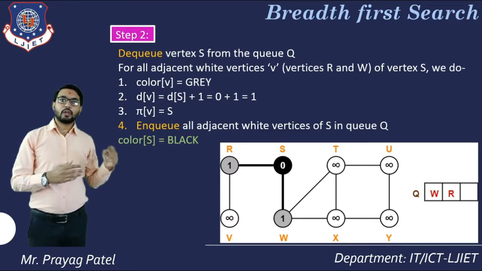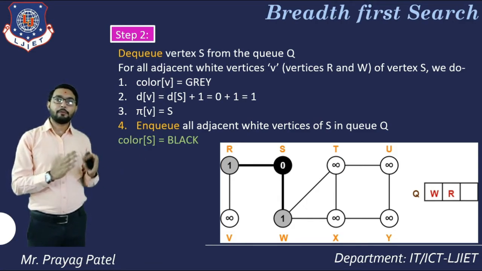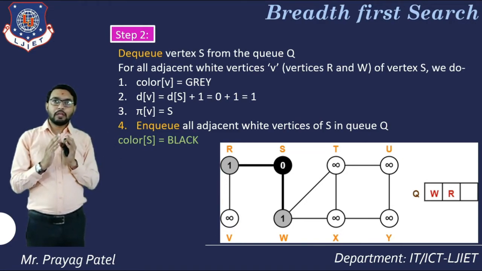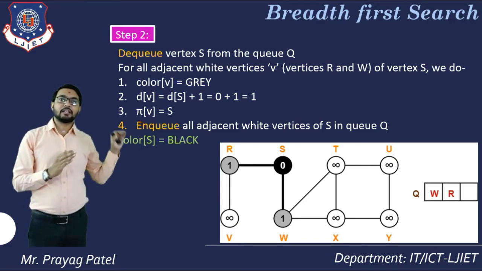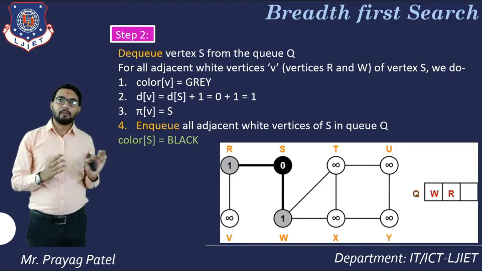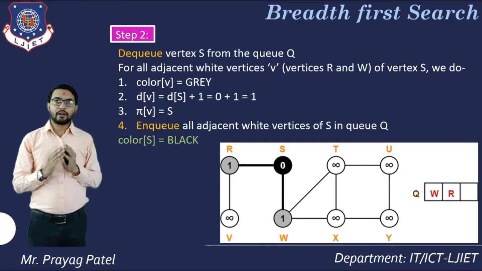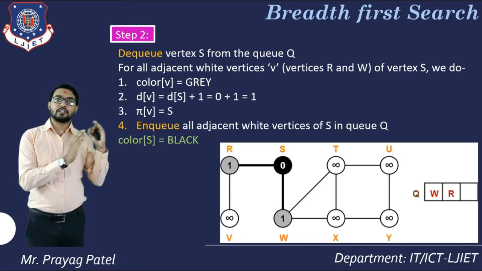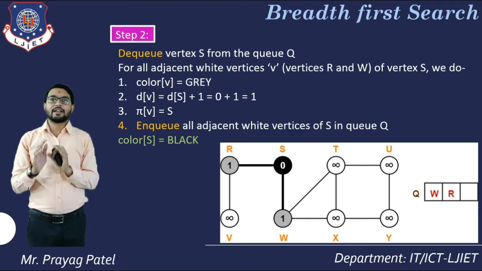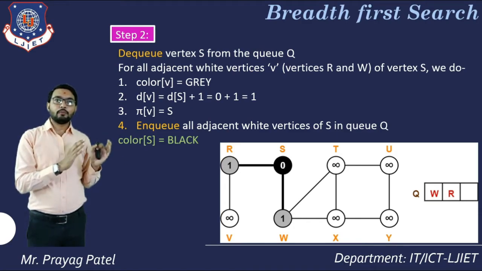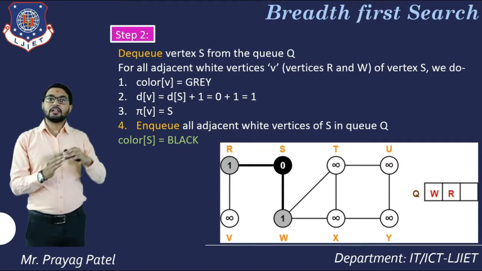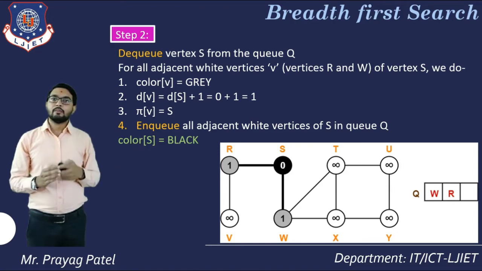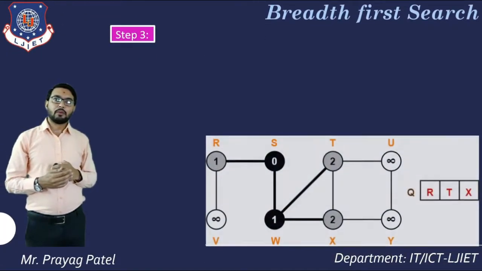Now consider the next step, step number 3. In step number 3, you can perform the same operation. But before that, we remove the one node, S. If we remove the node S, then the color of the node S becomes black, because initially all nodes are white. When we visit a node and insert it into the queue, its color becomes gray. When we remove the node from the queue and insert its adjacent nodes in the queue, its color becomes black. So here is step number 2.